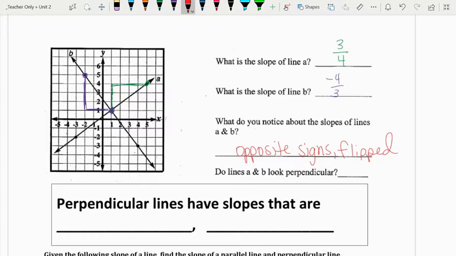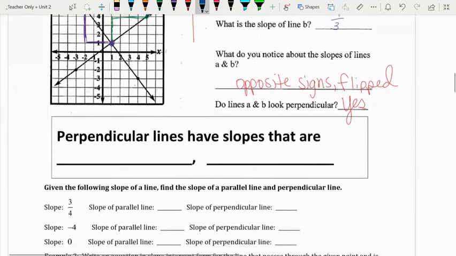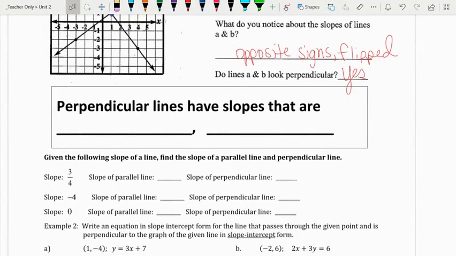Do they look perpendicular? Well, hopefully you said yes, because for perpendicular lines, they have to intersect at a 90-degree angle, which is hard to tell when it's tilted the way it is. If you turn your computer screen or your paper, you could see that it is a pretty good right angle. So they are perpendicular. So perpendicular lines have slopes that are opposite reciprocal.